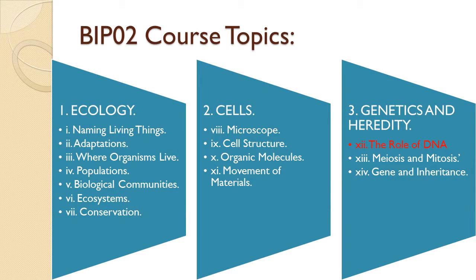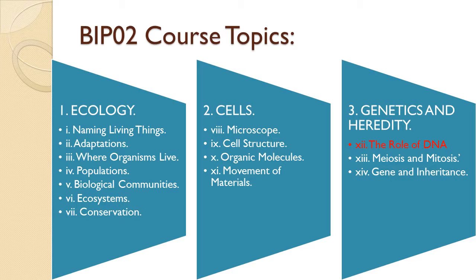First, ecology. It covers 7 units: naming living things, adaptations, where organisms live, populations, biological communities, ecosystems, and conservation. Second topic is on cells, which covers 4 units: microscope, cell structure, organic molecules, and movements of materials. And the last topic is on genetics and heredity, which covers 3 units: the role of DNA, meiosis and mitosis, and the last one is gene and inheritance.